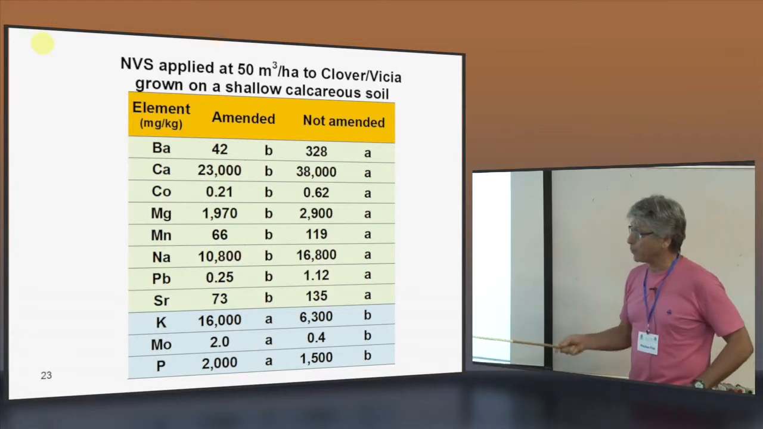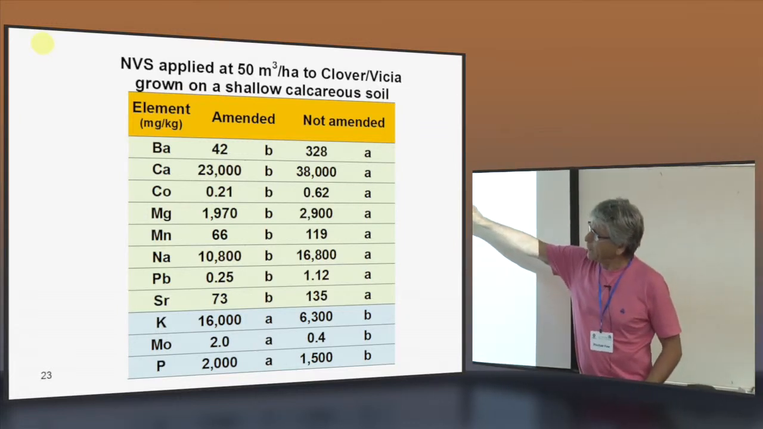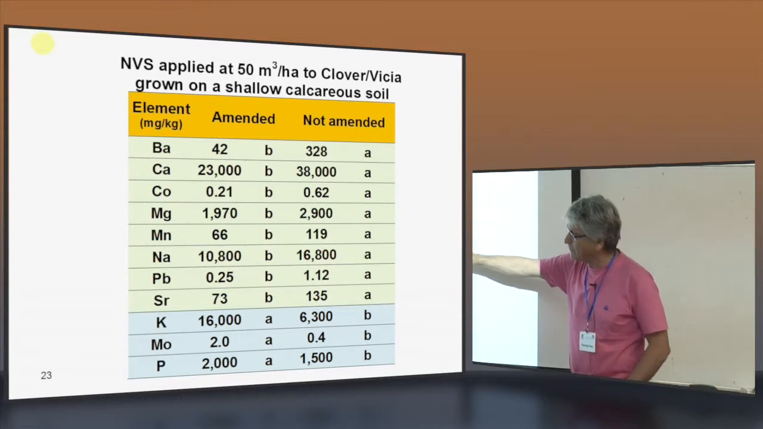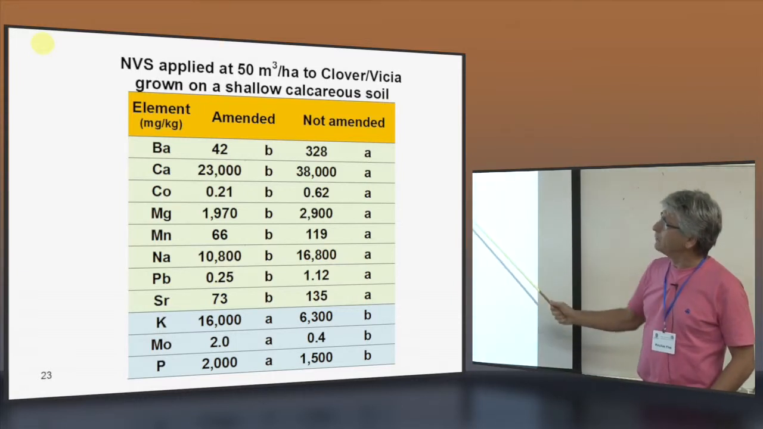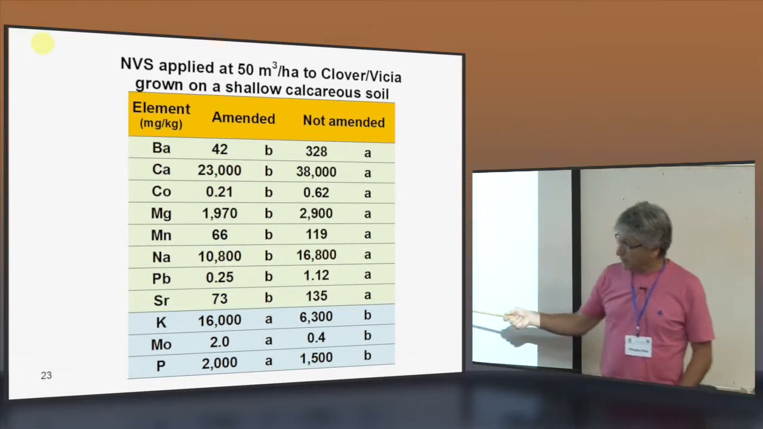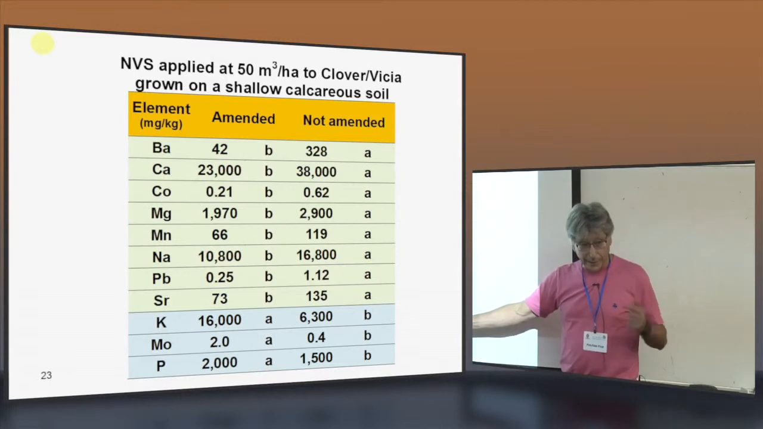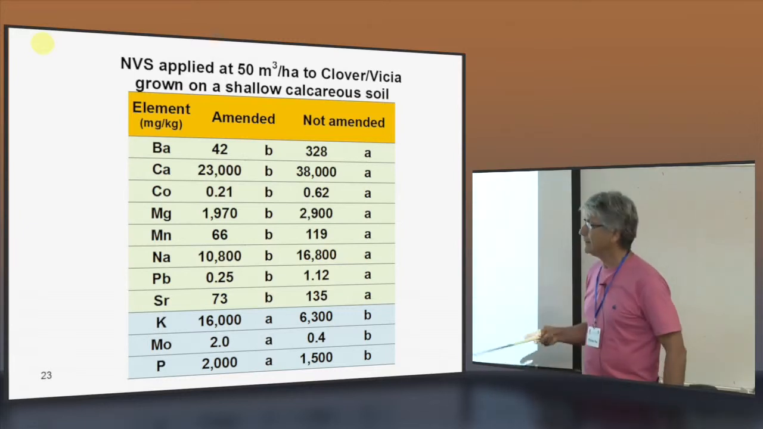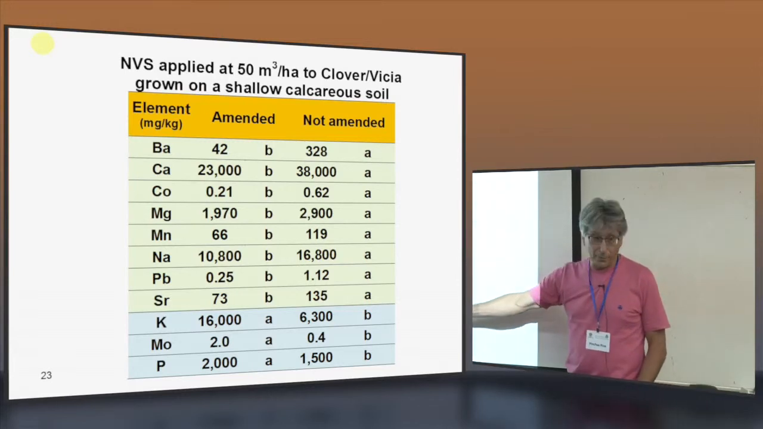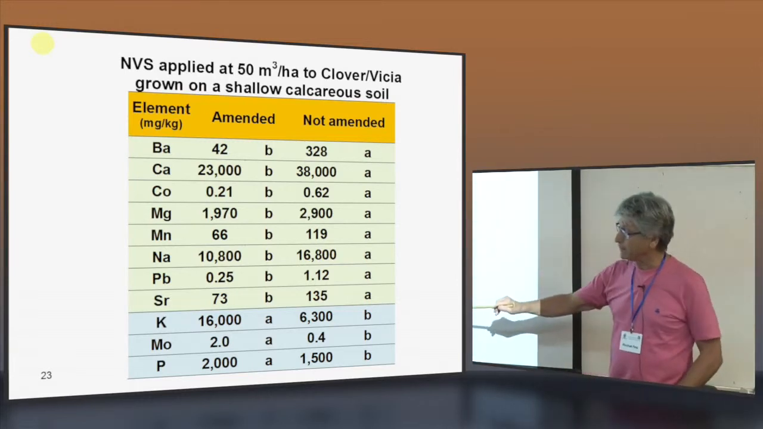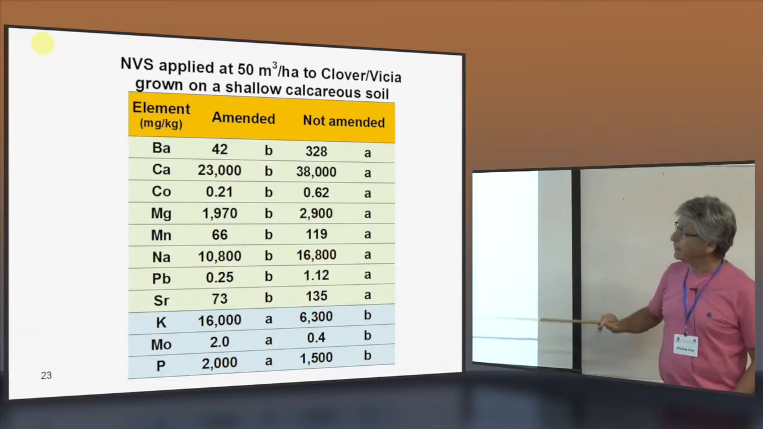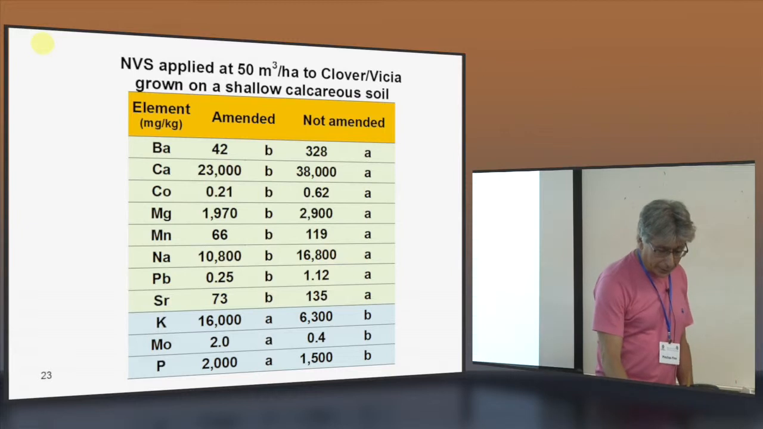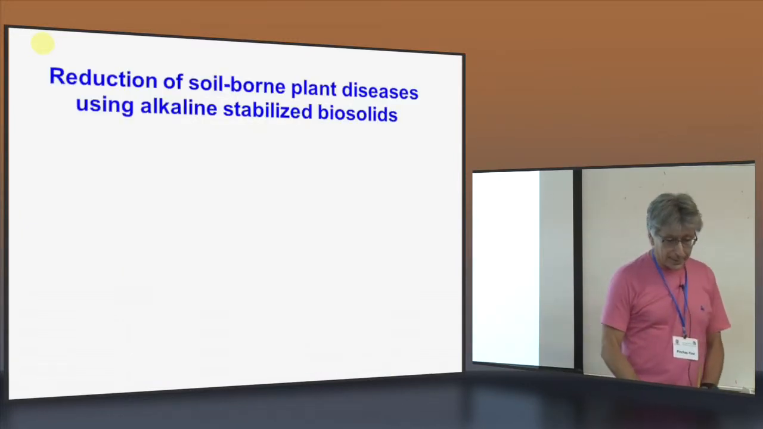And if we look at why, first we look at barium, calcium, cobalt, manganese, magnesium, sodium, lead, strontium: lower in the amended than in the not amended. However, potassium, molybdenum, which is very important, higher. That field was clover and vetch, which thrive on molybdenum. They need it for the fixation of nitrogen. And phosphorus was higher in the amended compared with the not amended. Probably these two were the reason. So show me yellow and I'll show you where Enviro wasn't given. Okay.